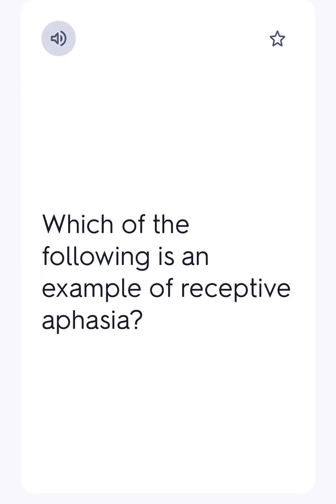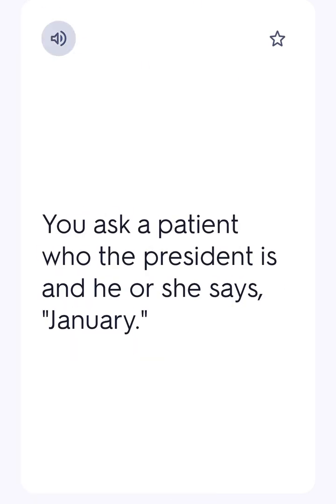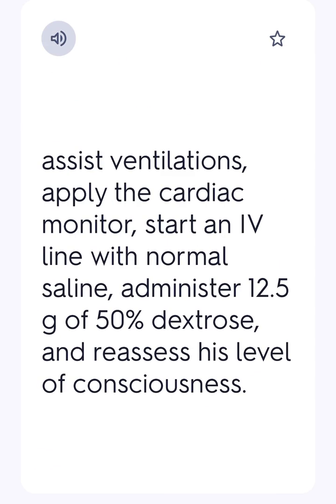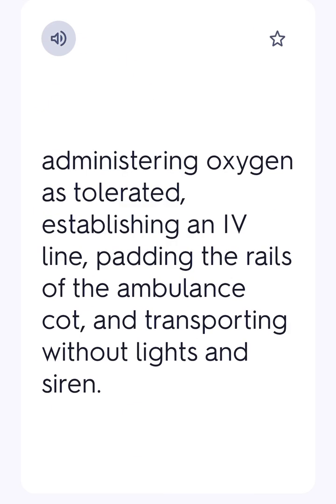Which of the following is an example of receptive aphasia? You ask a patient who the president is and he or she says, January. Assist ventilations, apply the cardiac monitor, start an IV line with normal saline, administer 12.5 grams of 50% dextrose, and reassess his level of consciousness. Administering oxygen as tolerated, establishing an IV line, padding the rails of the ambulance cot, and transporting without lights and siren.